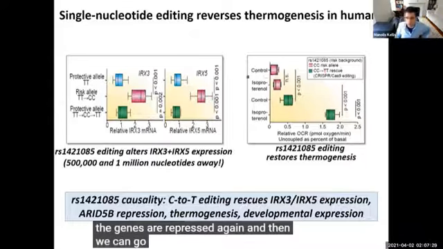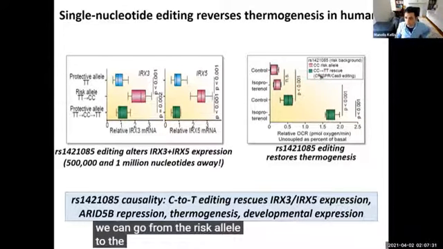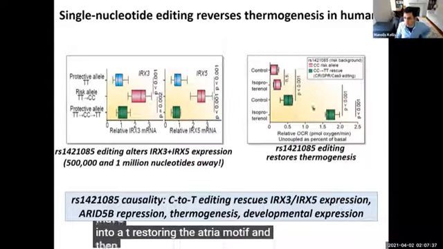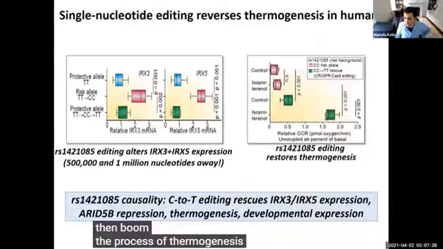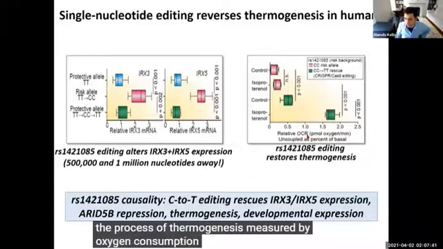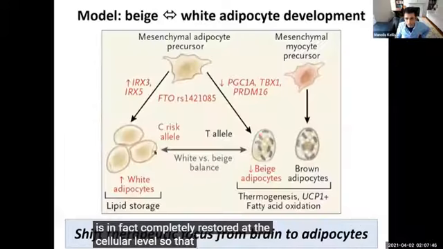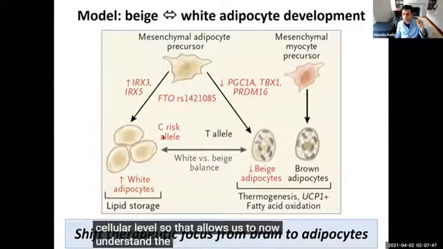And then we can go from the risk allele to the protective allele by changing that C into a T, restoring the AT-rich motif, and then boom, the process of thermogenesis measured by oxygen consumption rate is in fact completely restored at the cellular level. So that allows us to now understand the mechanism underlying this SNP.